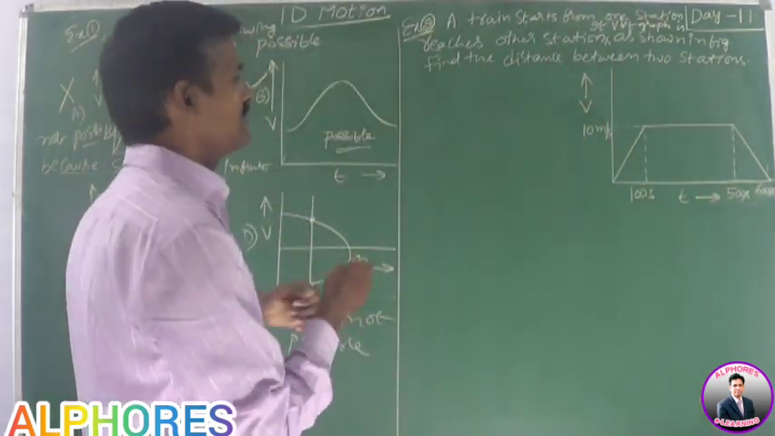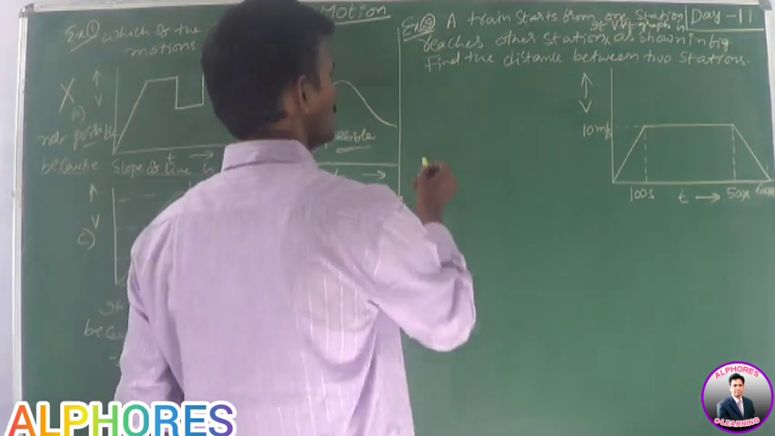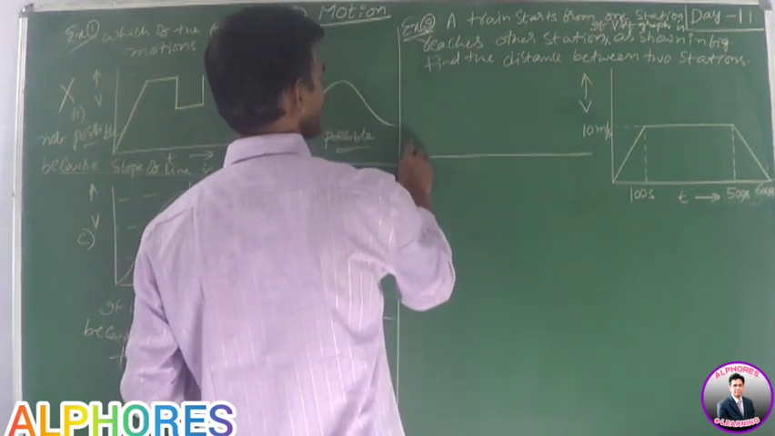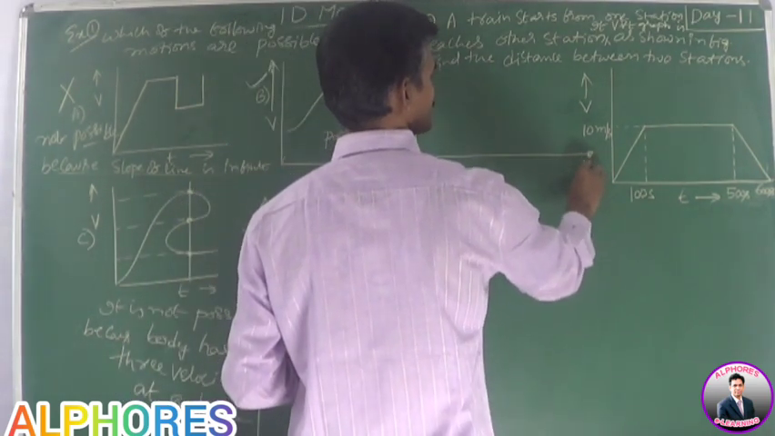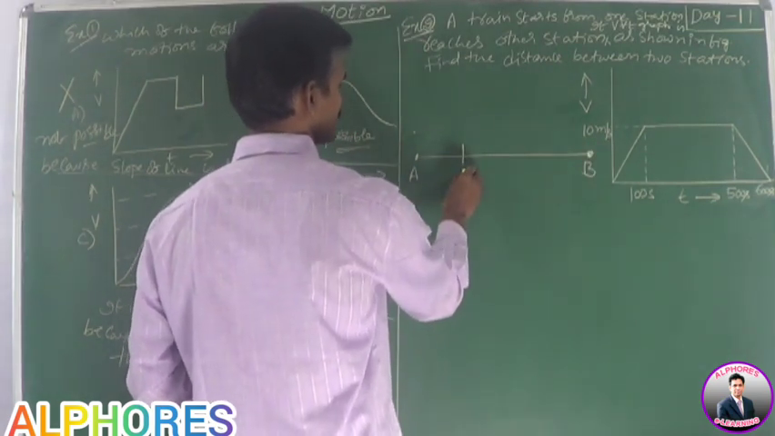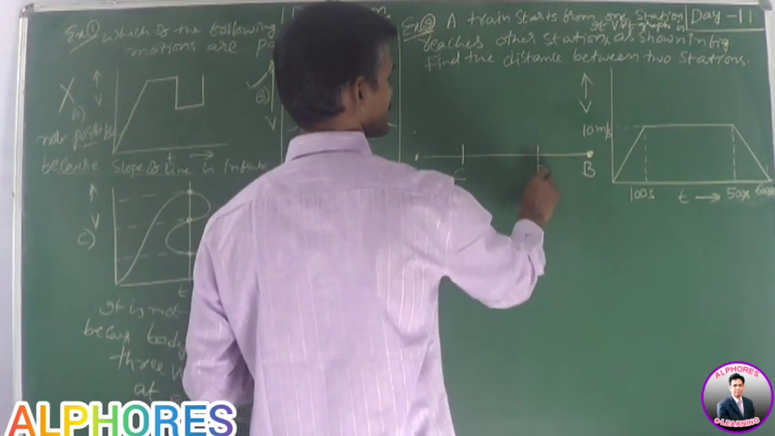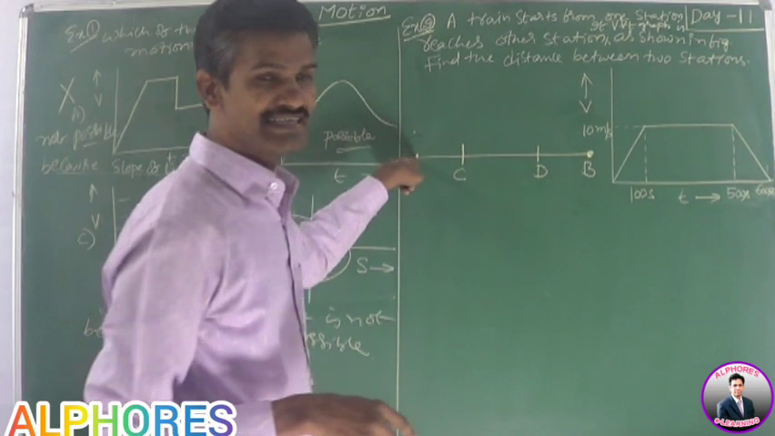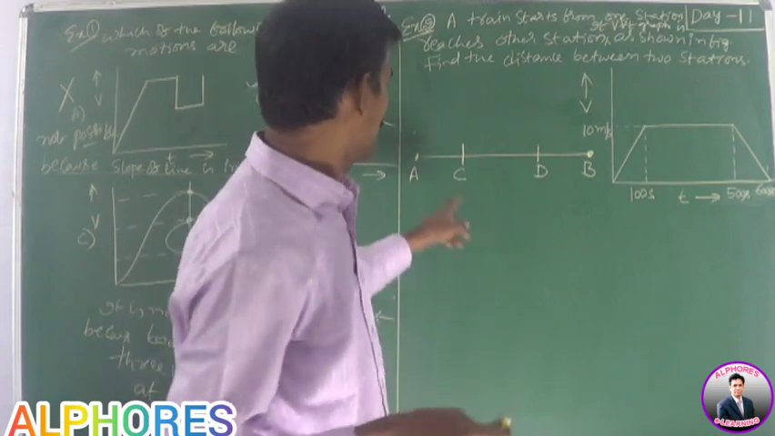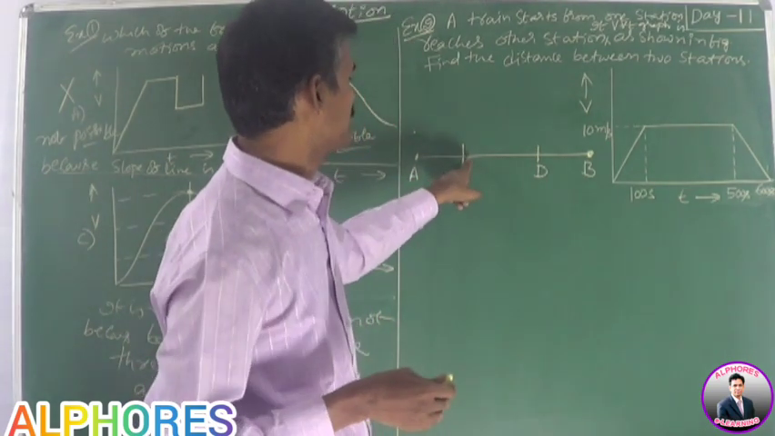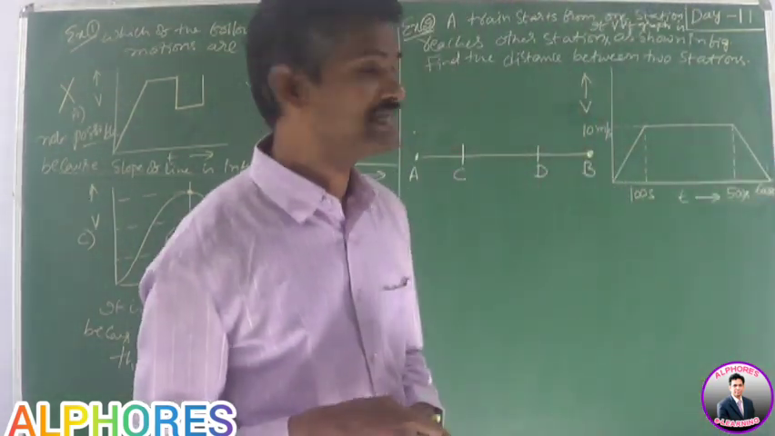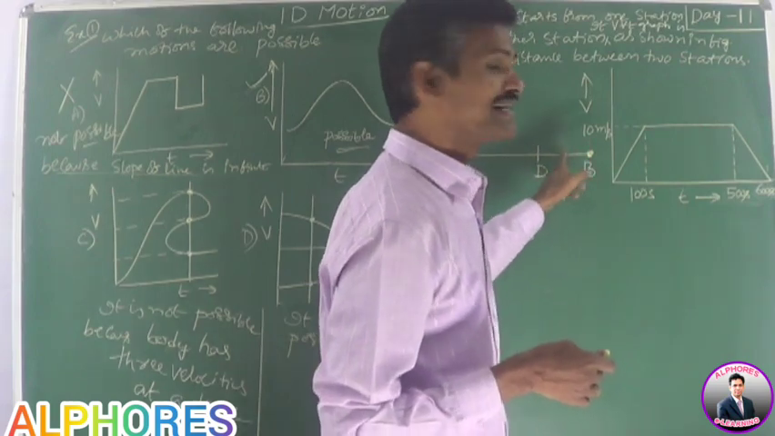So now I am solving this question. Suppose these two are 2 stations. This is station A and this is station B. Here is some intermediate point, C, and here is some intermediate point, D. From A to C the train accelerated with some acceleration, which is given by the slope of the line. From C to D it maintained uniform velocity. Thereafter, from D to B it decelerated.